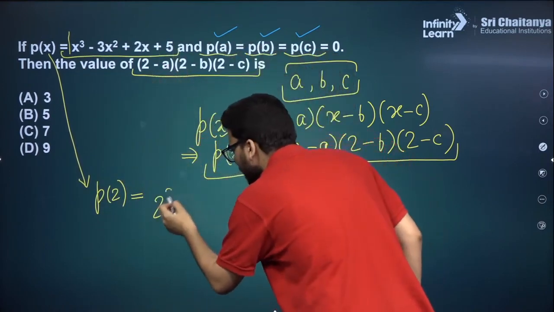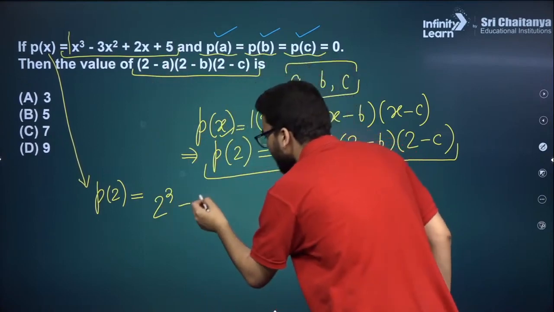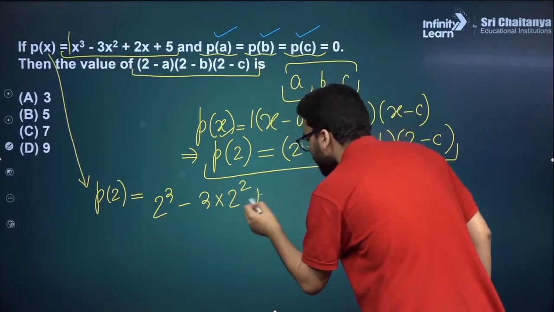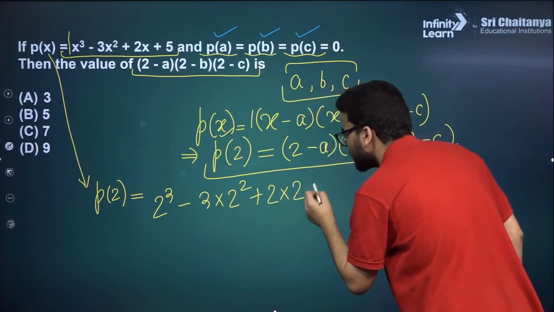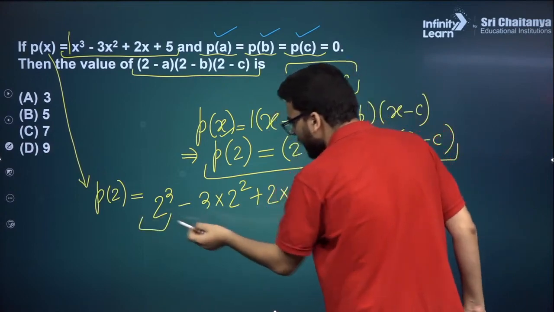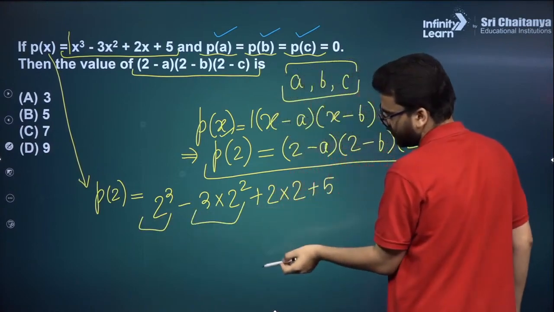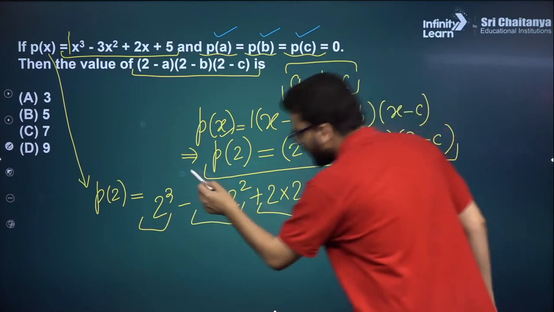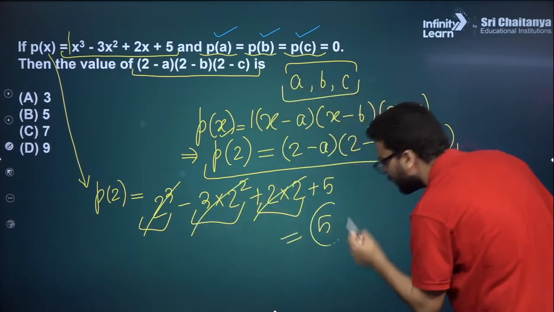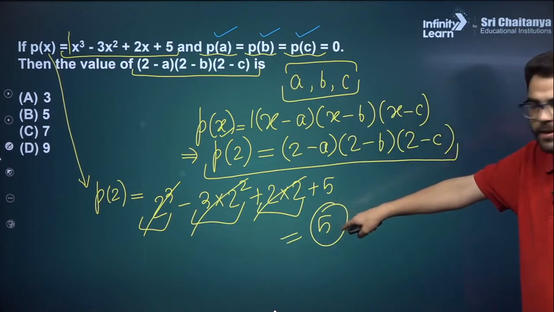That's it. So it will be 2 cube minus 3 into 2 square plus 2 into 2 plus 5. That will be the answer or not? Tell me. If you simplify, you see this is 8 minus 4 3s are 12 plus 4. So basically these will get cancelled out and you'll get the value to be equal to 5. P of 2 is coming out to be equal to 5.